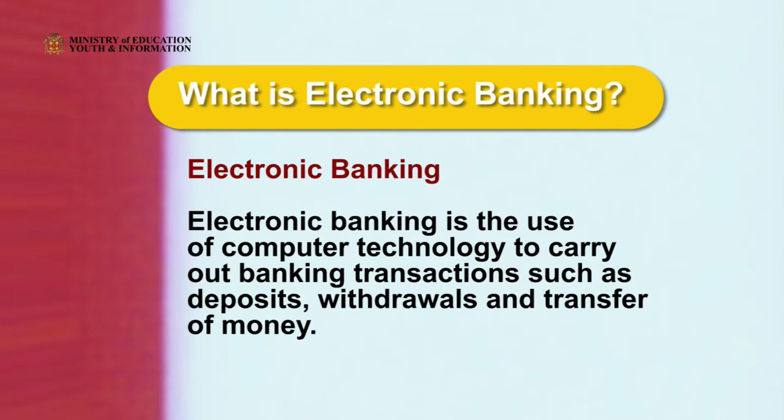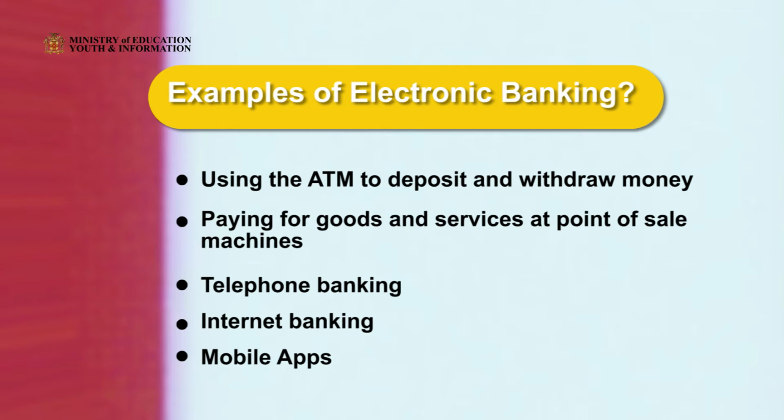Let us think of some of the ways in which electronic banking occurs. Yes, we said it before, you can use the ATM to make deposits and withdrawals. Yes, students, you're correct. Your parents, when they go shopping, they use their debit card at the point of sale machine to purchase goods and services. There's also telephone banking and internet banking, and persons can also engage in banking using their mobile phones.